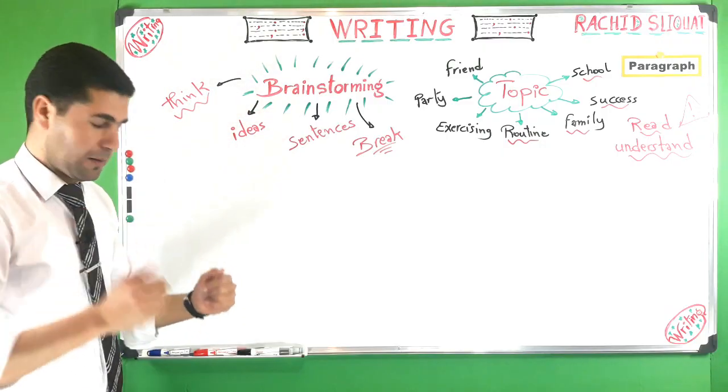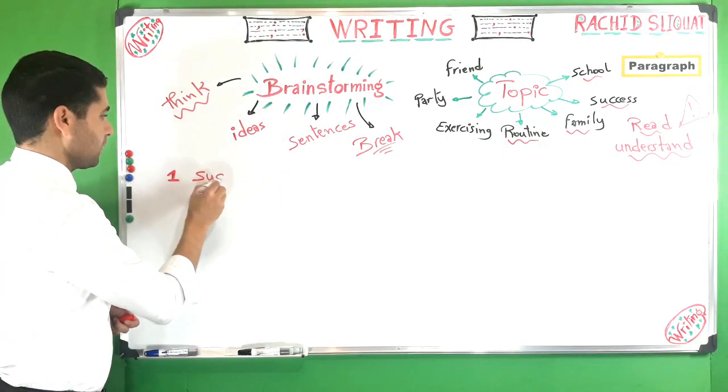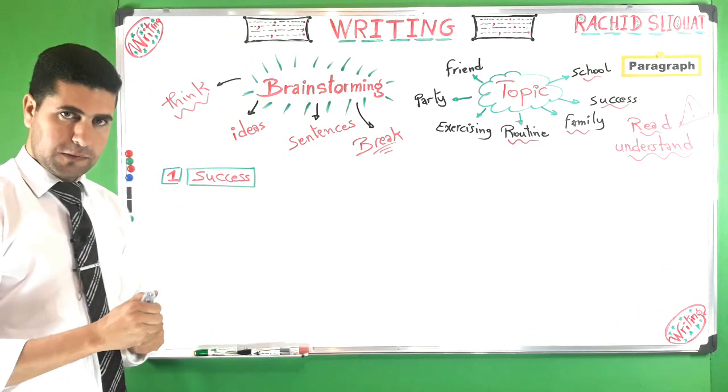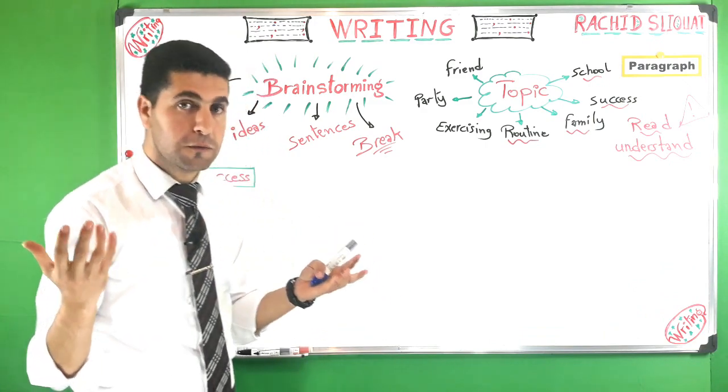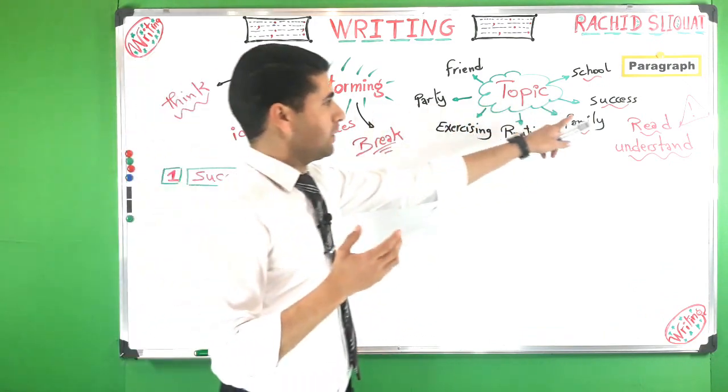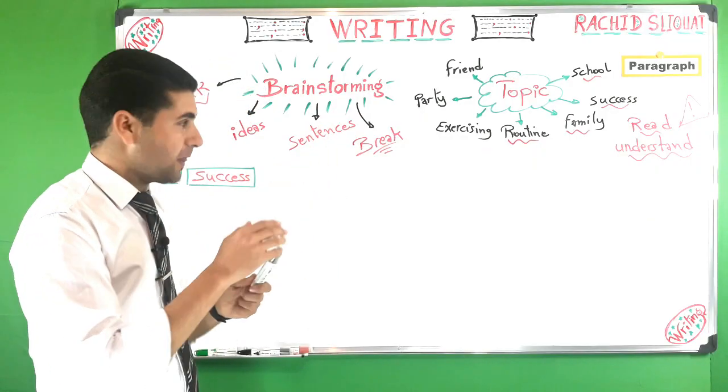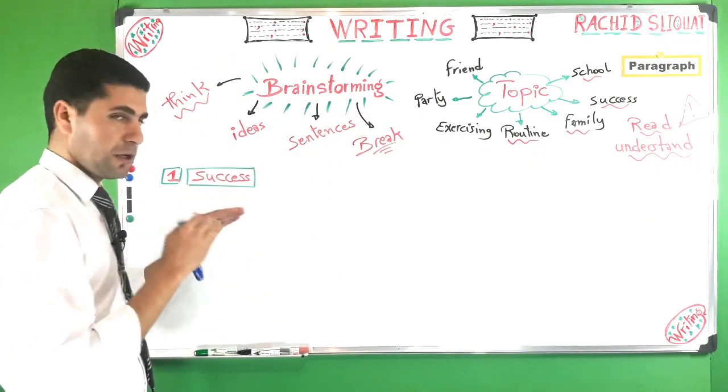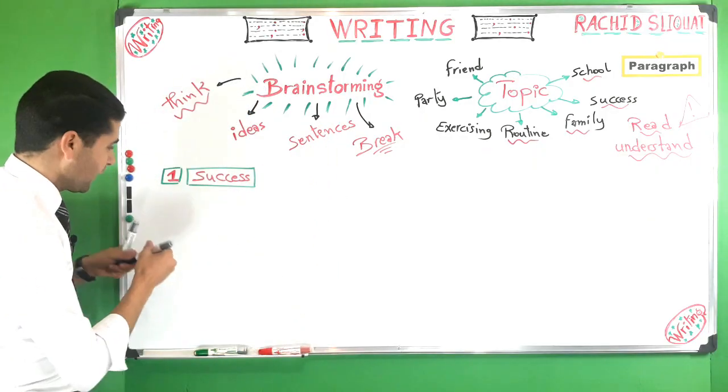Let's take an example. Take for instance success. This is number 1. Success: how do you succeed in your school? This is the topic, so you have to understand it. Then you can break this topic into ideas, into sentences.